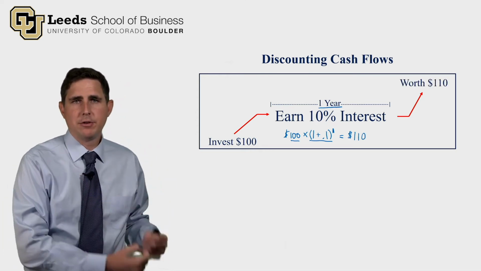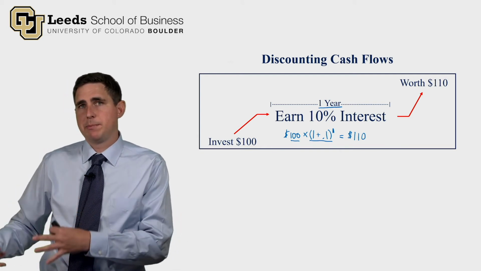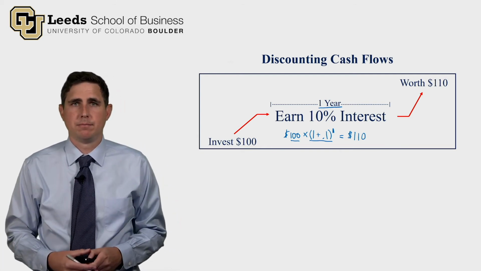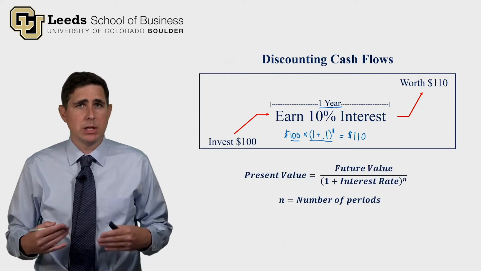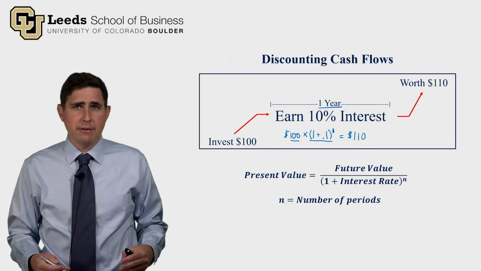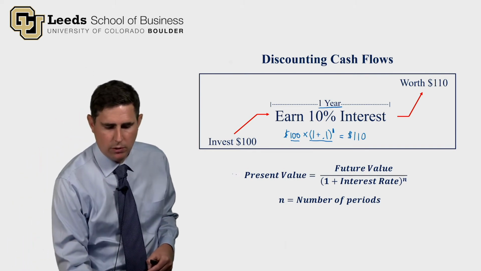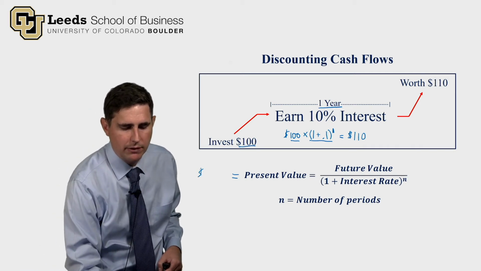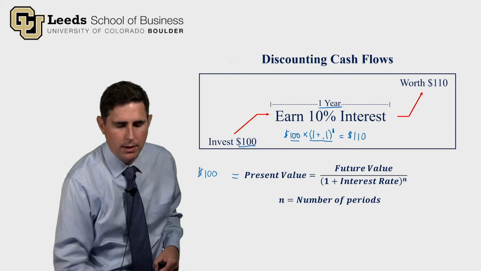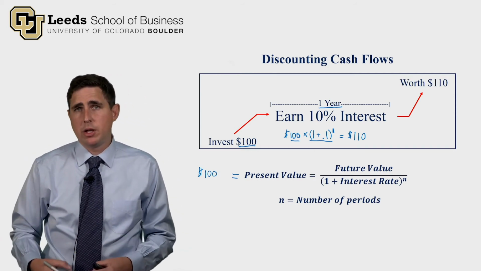So if you invest $100 and you wait a year earning 10% interest, that investment will be worth $110. You can also calculate a present value here, and that's the formula I'm showing you. The present value, by the way, is this $100. That's the value at the beginning of the process. So at the beginning of the year, this investment's worth 100. At the end of the year, it's worth 110.